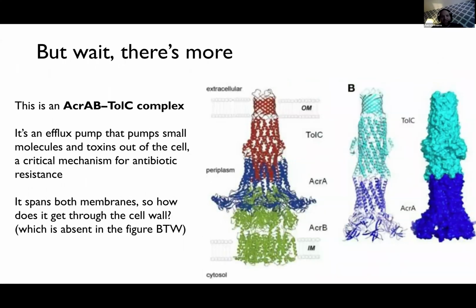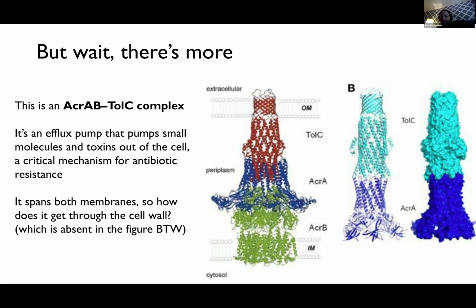But there is a little bit more. One of the things that they do have are these what are called AcrAB-TolC complexes. I know that sounds like it's made up. And frankly, some of science does kind of sound made up, but that's just the way science is. But these are efflux pumps that move small molecules, toxins, other large things out of the cell.